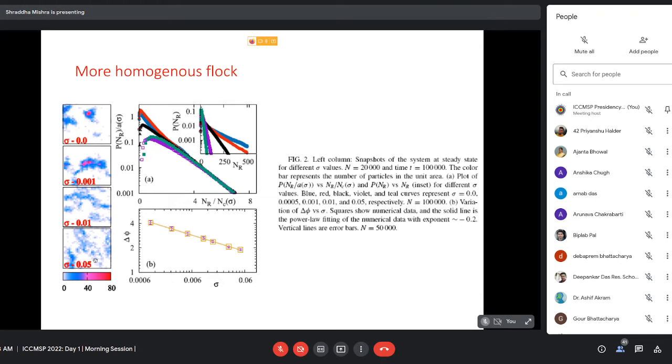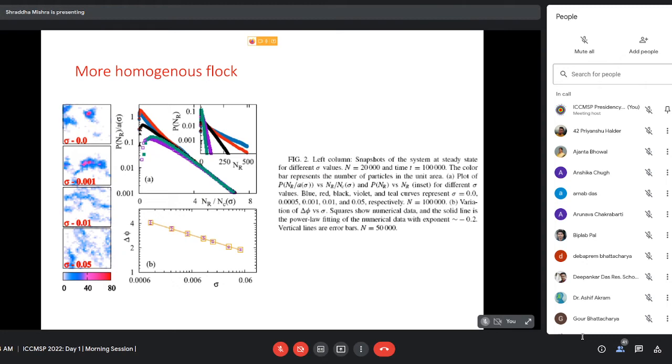And these particles are all moving in one direction because there is a long range ordered state. The long range ordering is present here also, but the flock or the density has become more homogeneous for larger sigma. We measured the density fluctuation in the system as a function of sigma, and in support of this figure we see that the density fluctuation decreases as I increase sigma. The system is becoming more homogeneous by increasing sigma, the speed inhomogeneity in the system.